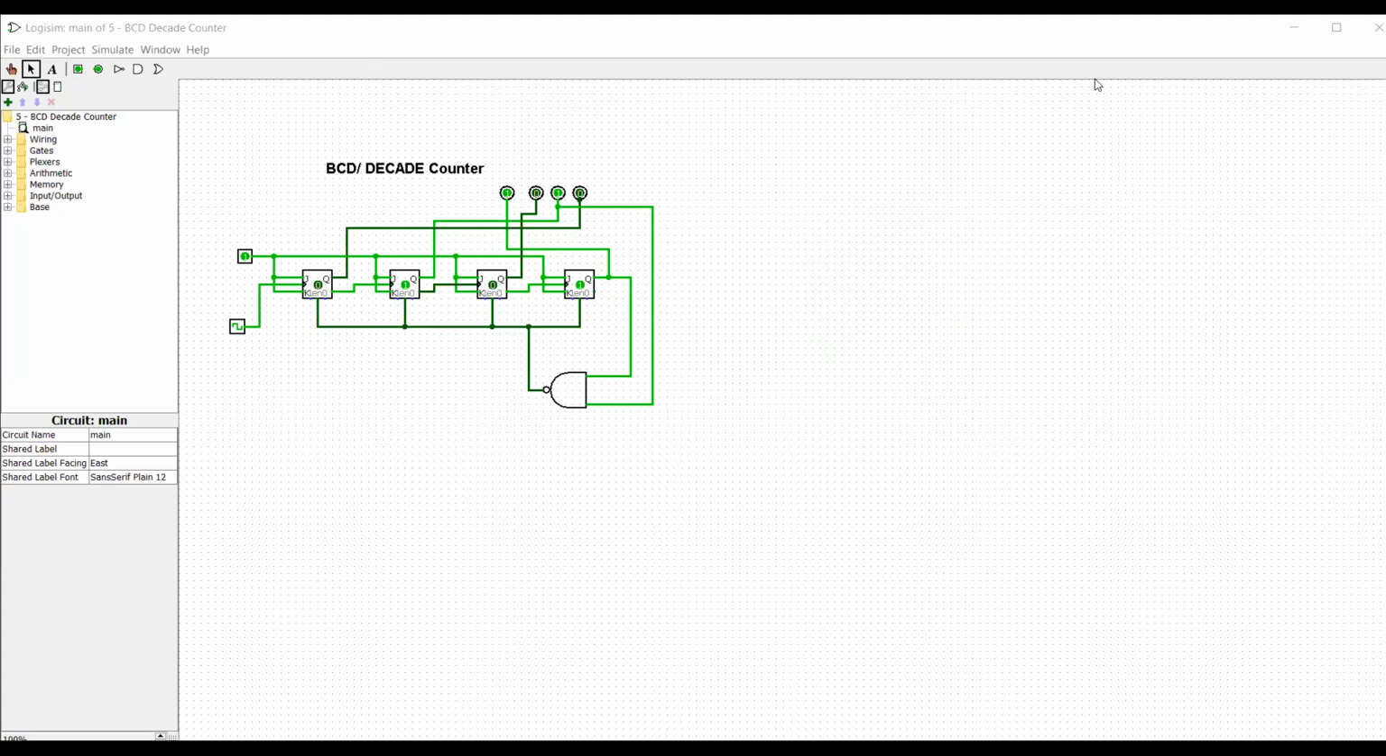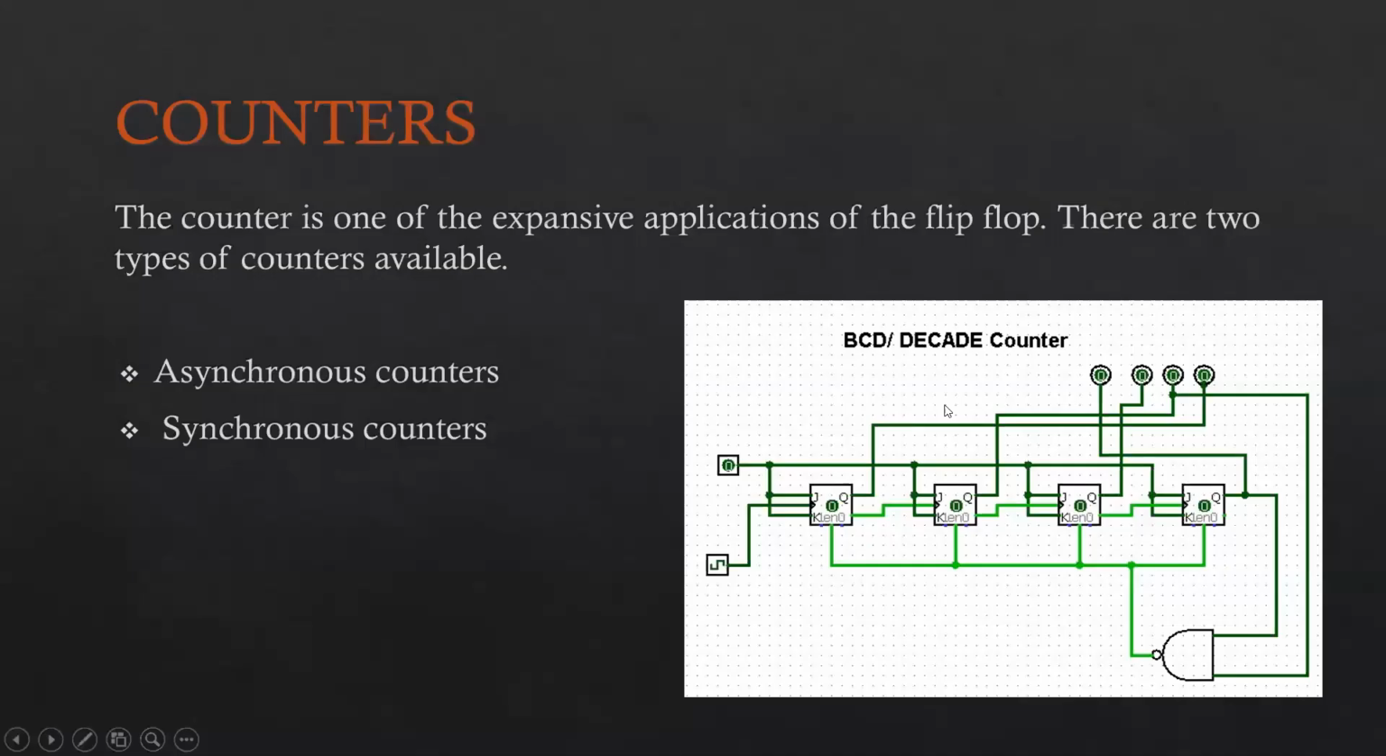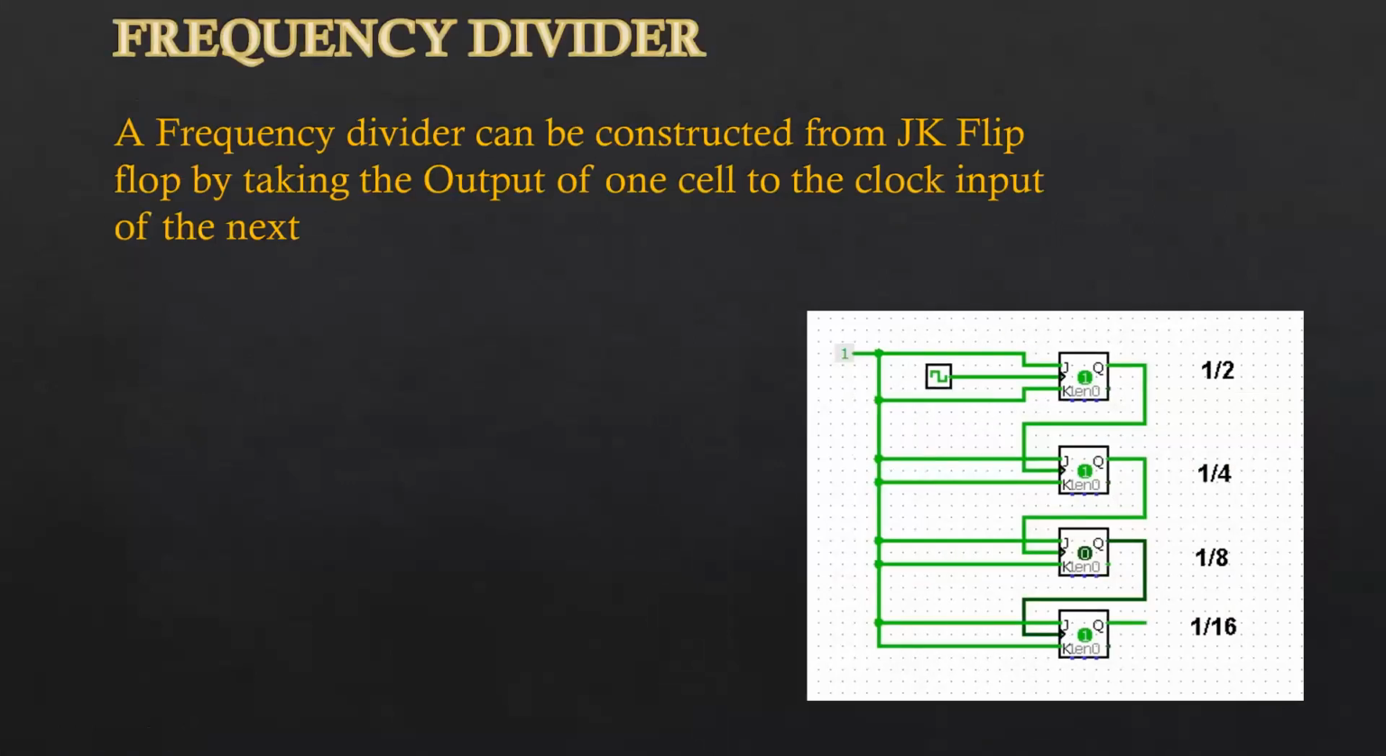Now, frequency divider. A frequency divider can be constructed from JK flip-flops by taking the output of one cell to the clock input of the next. You can see this is the output of one cell and here's the clock input. So now I'll show you the circuit diagram of the frequency divider in Logisim and I'll show you how it works.